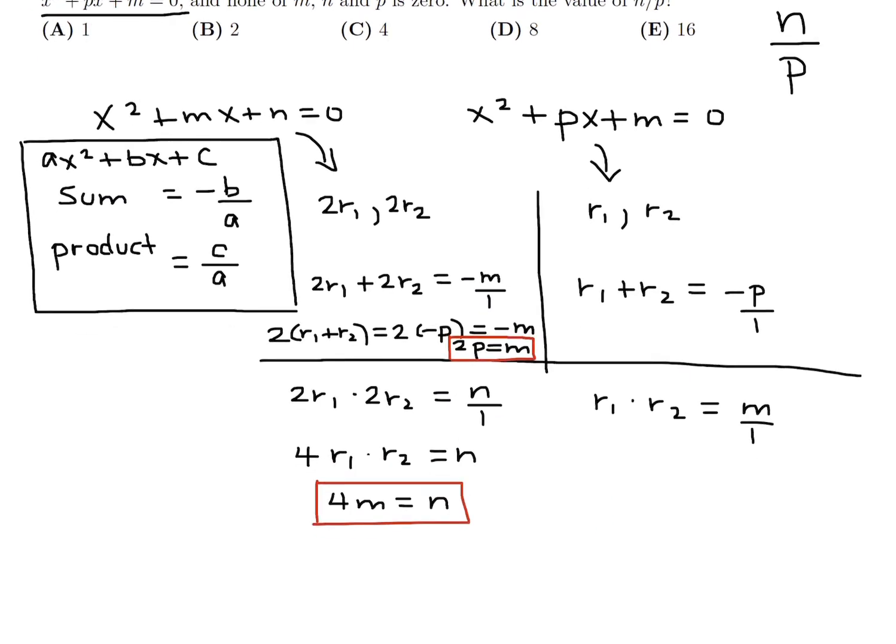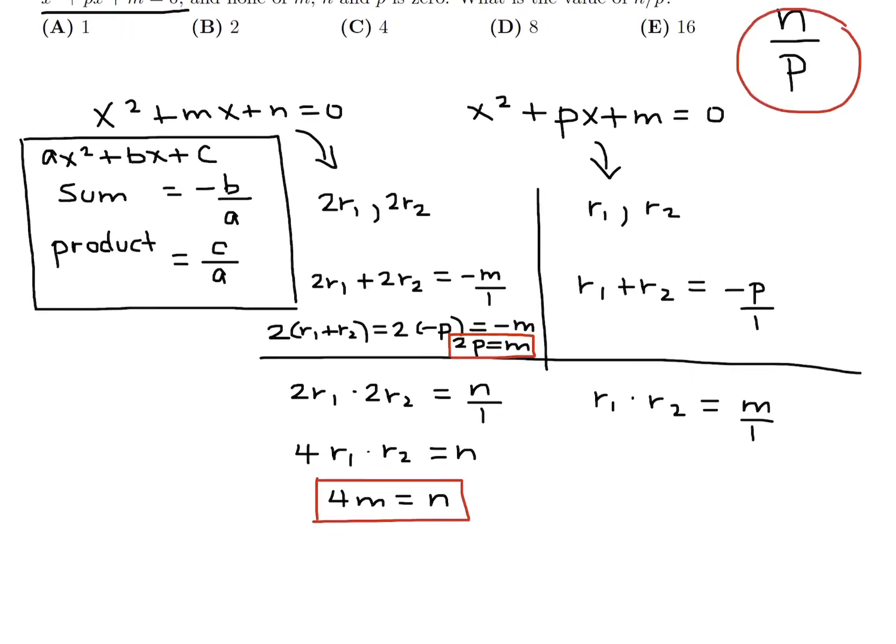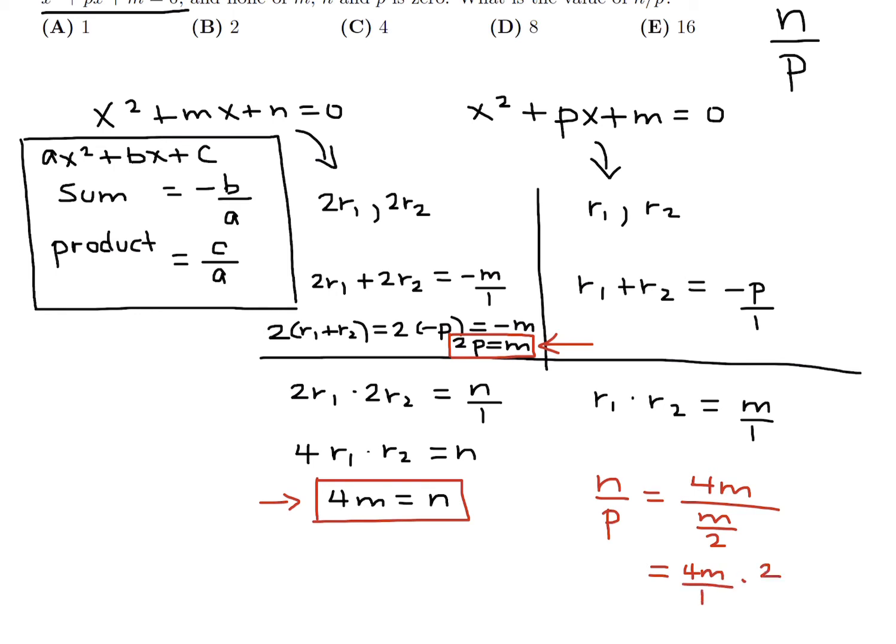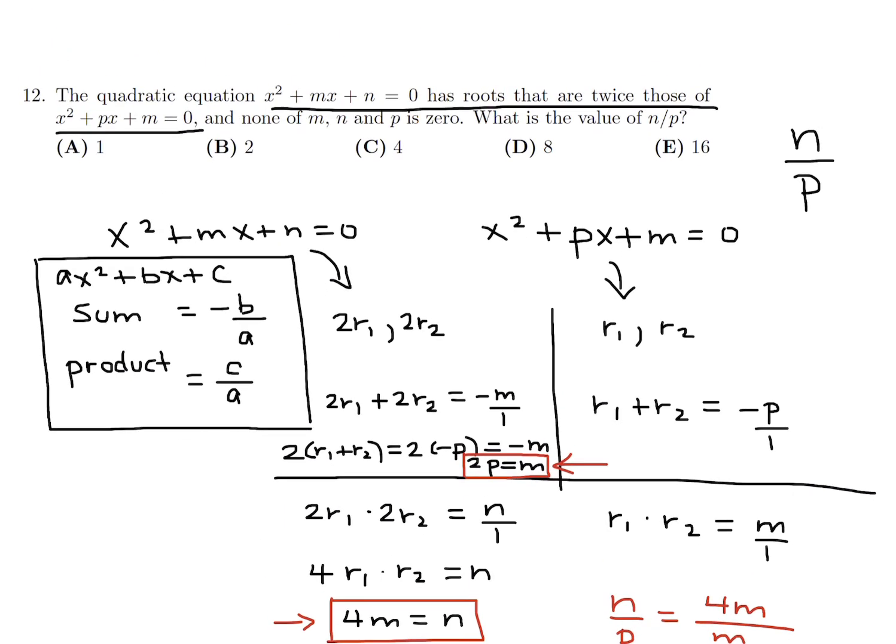We can now figure out n over p, which is our goal. So n over p, well, n we just got was 4m. P from here is going to be m over 2, correct? So let's see here, 4m over 1, invert and multiply, 2 over m. And this just gives you 8 because the m's cancel. And there you go. That's the answer. So number 12, the answer is D.